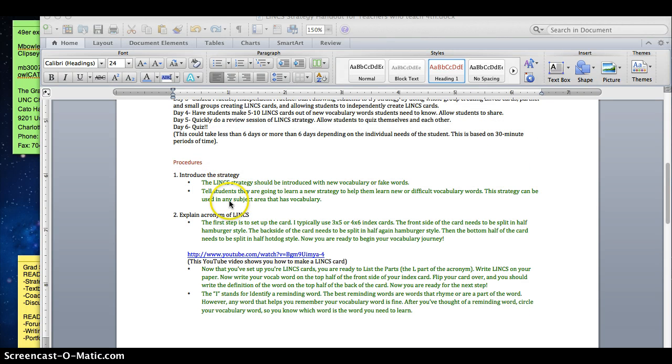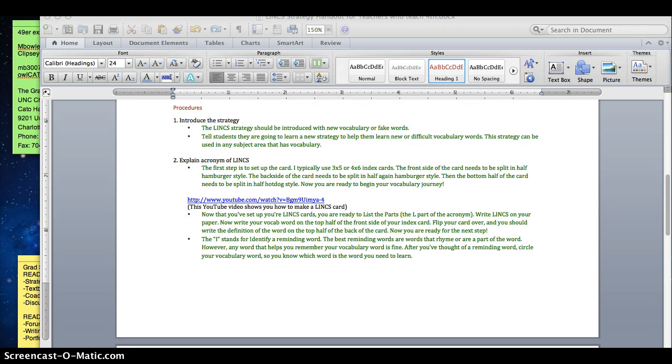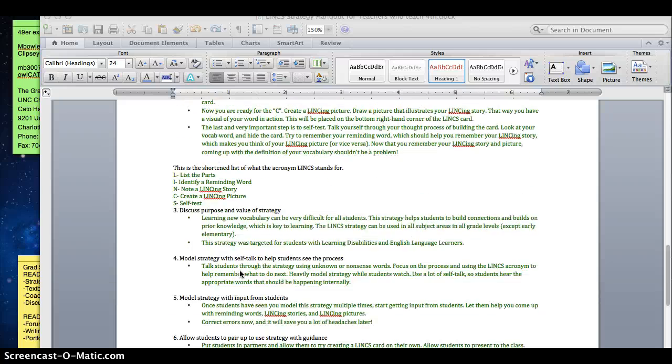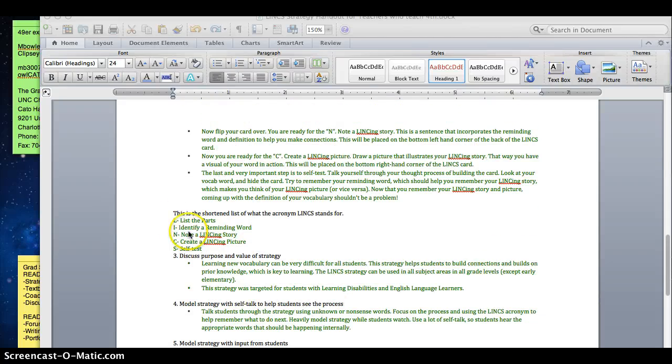And so day 1, the procedures. What is the LINK strategy? Well, LINKS is actually an acronym, and it stands for: list the parts, identify a reminding word, note a linking story, create a linking picture, and self-test. With these 5 steps, students can better learn vocabulary.